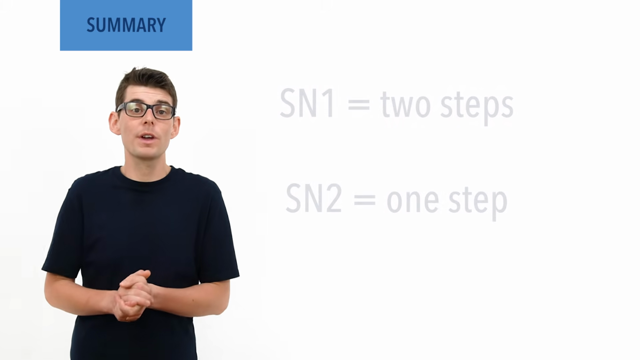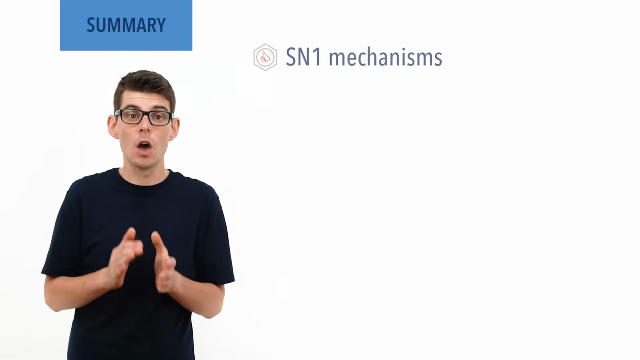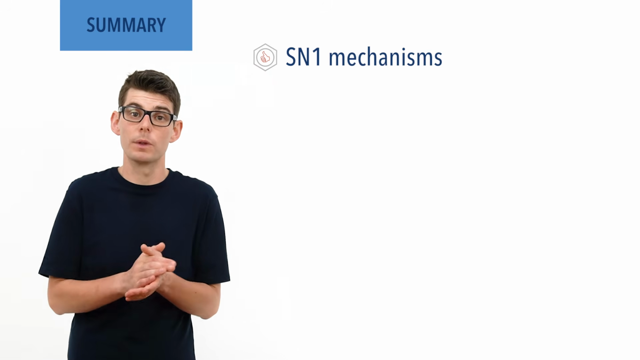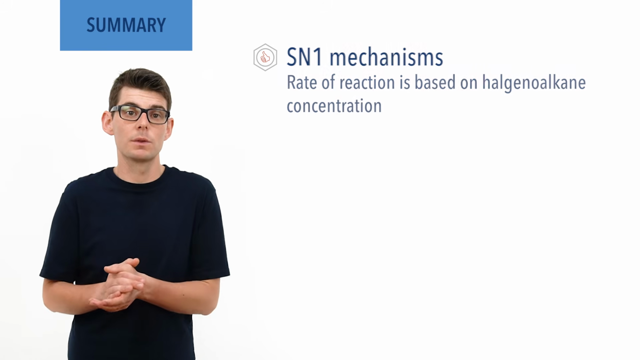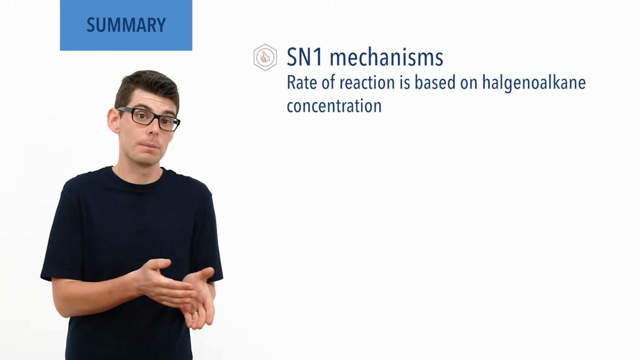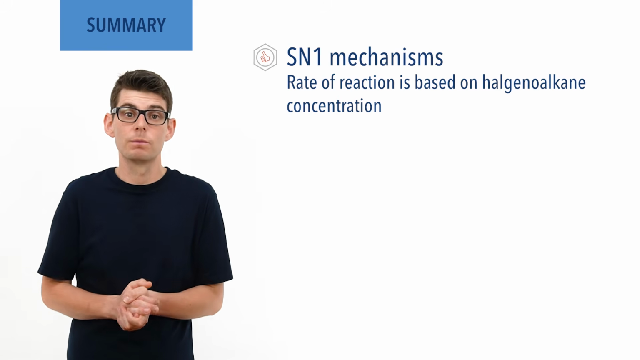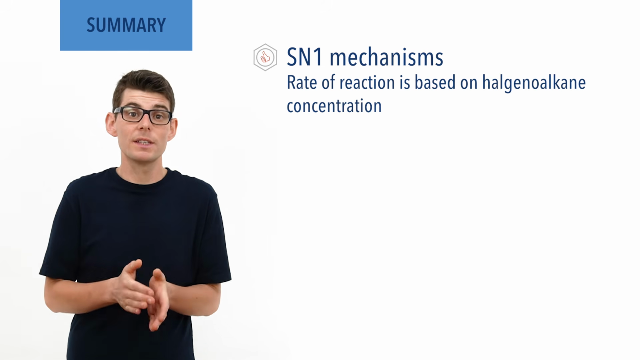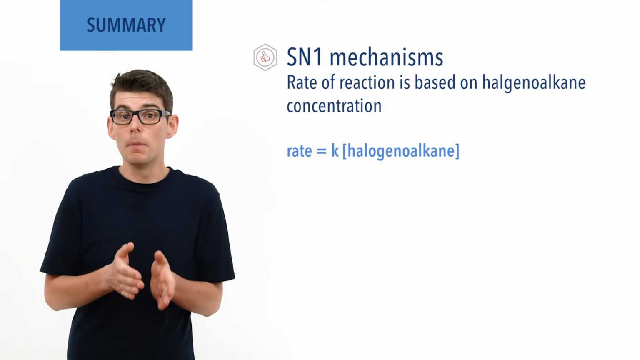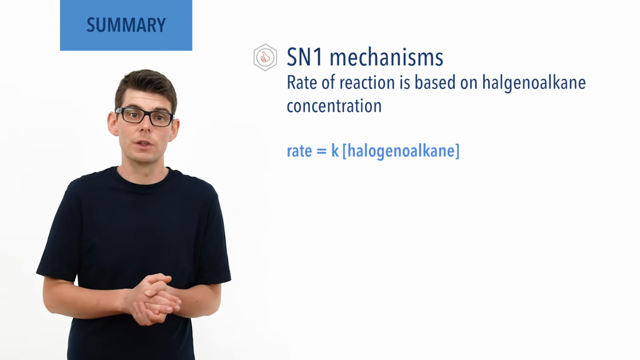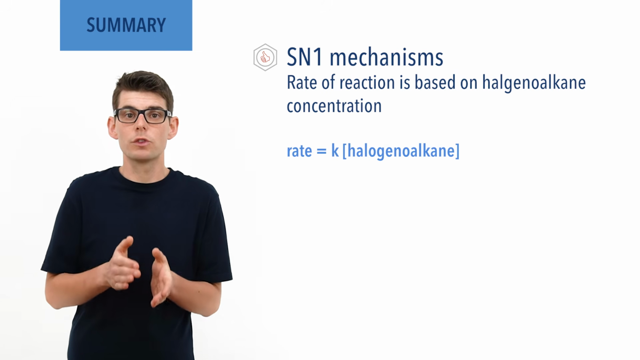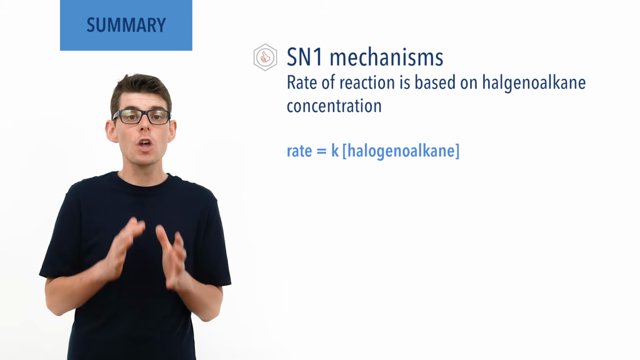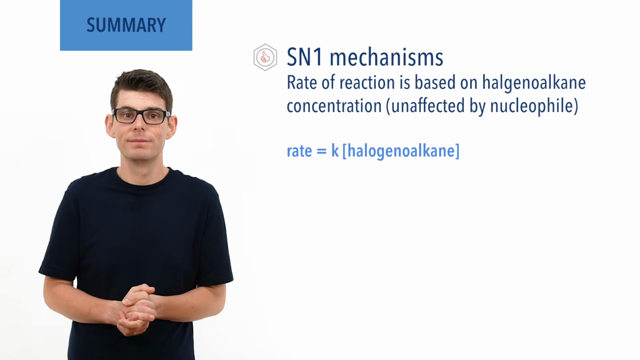For SN1 reactions, the rate of reaction is only based on the concentration of the molecule that is going to undergo substitution, in our examples, the halogenoalkane. This gives a rate equation of rate equals rate constant K multiplied by the concentration of halogenoalkane. Changing the concentration of the nucleophile has no impact on the rate of reaction.